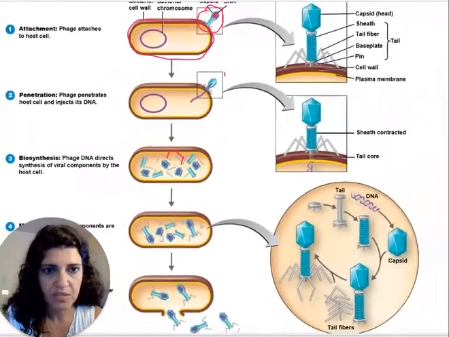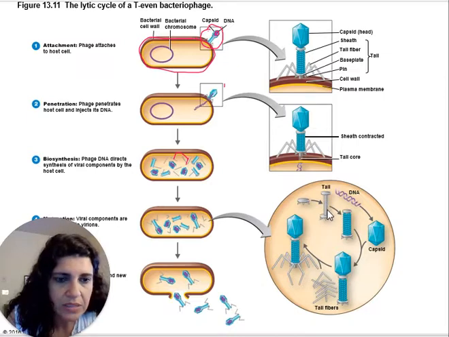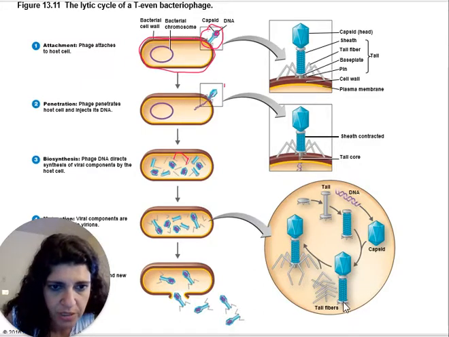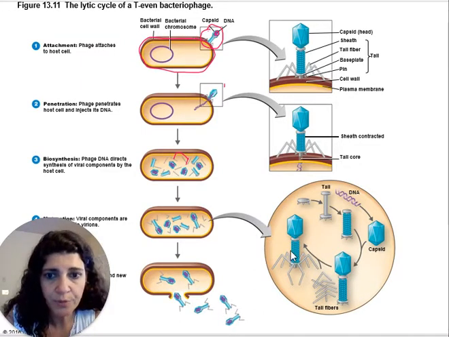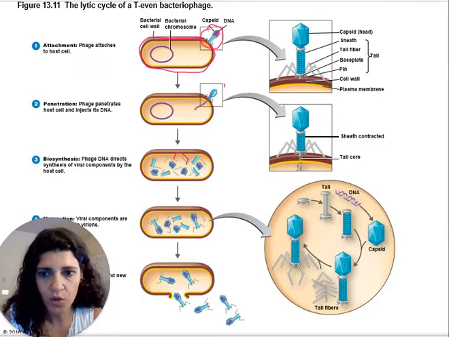So if I make this smaller, you're gonna see here in detail how the tail, the capsid, and all the parts are formed and put together during assembly or maturation, okay? So this is how a bacteriophage completes the lytic cycle inside a bacterial cell.